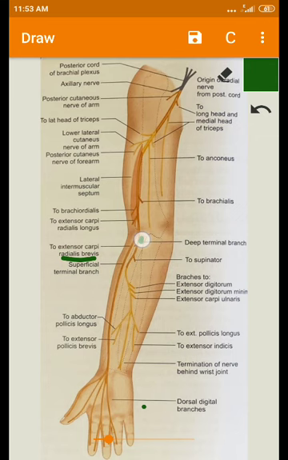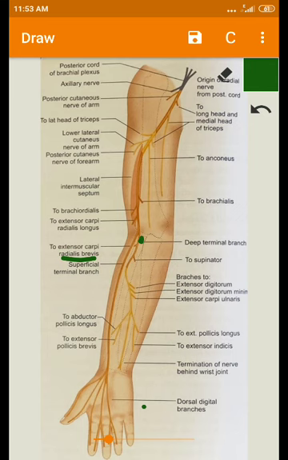dividing into a superficial and a deep one, and which is curving round the lateral side of the neck of the radius, entering into the posterior compartment of the forearm. So this is about the posterior interosseous nerve, that is the deep branch.